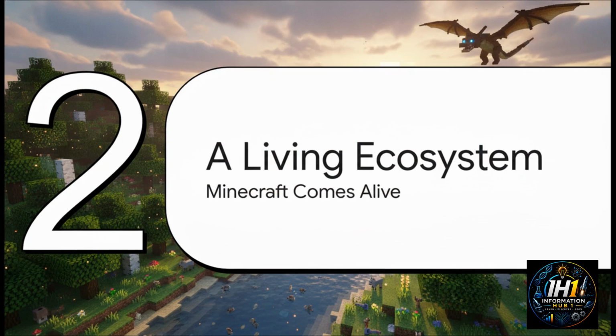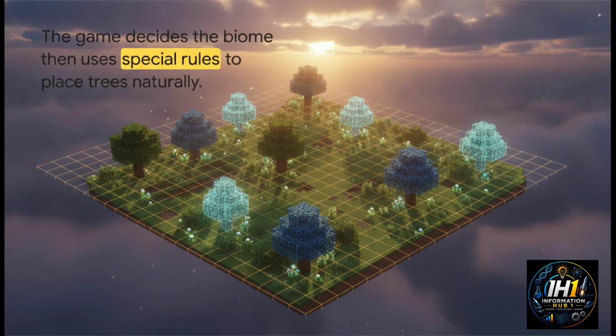Section 2. A living, breathing ecosystem. So even the organic stuff, the things that look totally natural, are strictly governed by logic. You might think trees just pop up randomly, but they don't. The game checks the biome first and then applies really specific spacing rules to naturally grow forests, flowers, and grass. It's designed to look authentically wild and overgrown, rather than a rigid, repetitive computer grid. It's basically calculated chaos doing its best impression of nature.